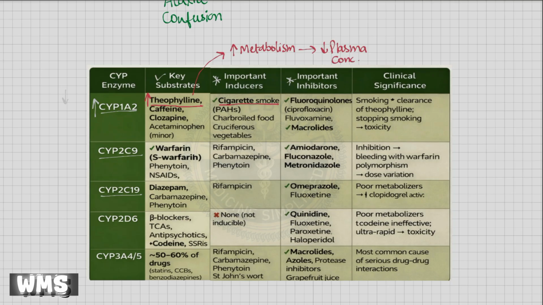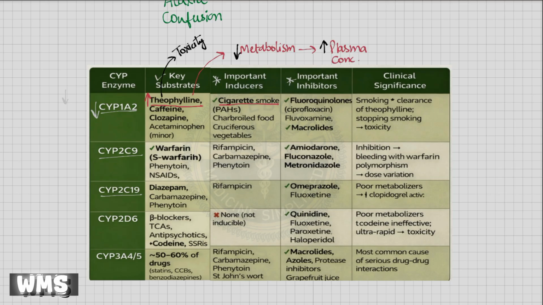So now imagine this. Your patient is a smoker on theophylline, and you've already adjusted the dose upward. Later, you successfully convince the patient to stop smoking. What happens next? Well, CYP1A2 activity decreases, theophylline metabolism slows, and plasma levels rise. If you fail to reduce the dose, the patient is now at risk for theophylline toxicity. So you must be able to think in both directions when dealing with enzyme induction.